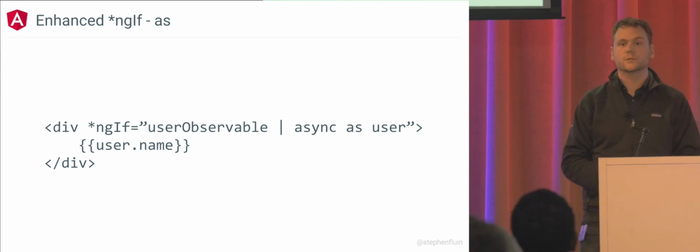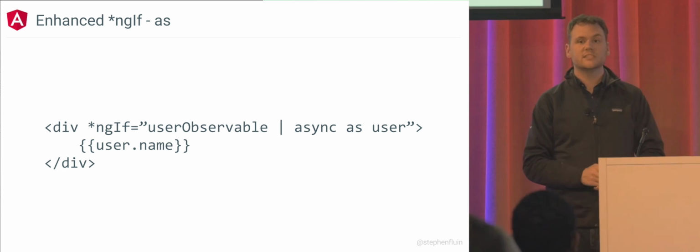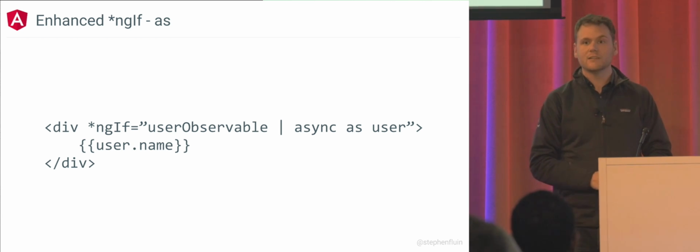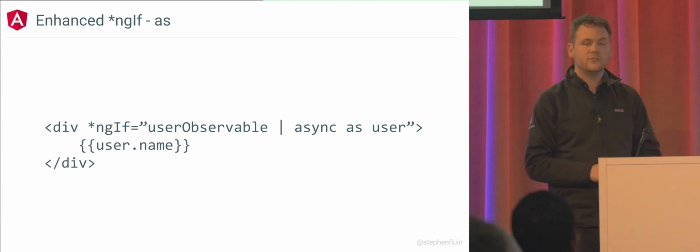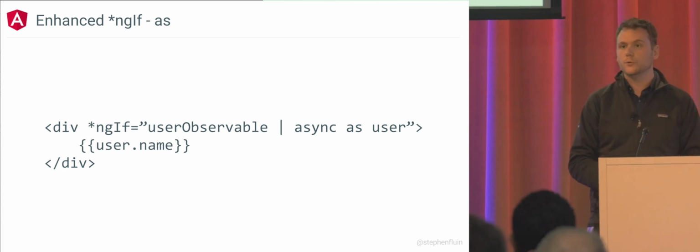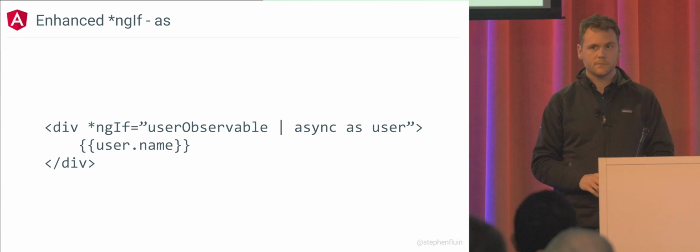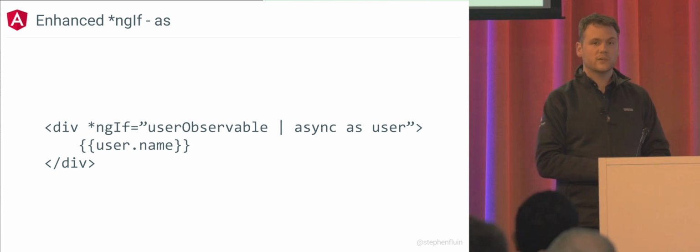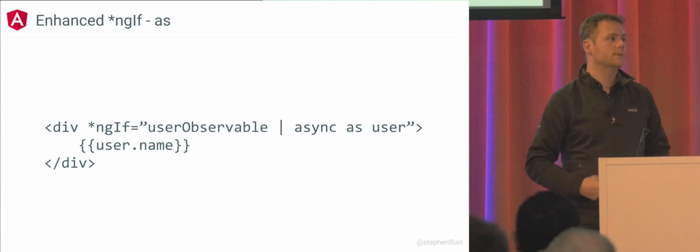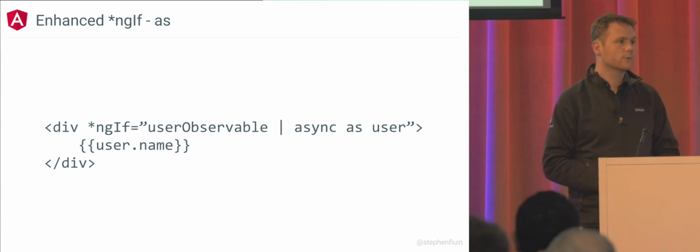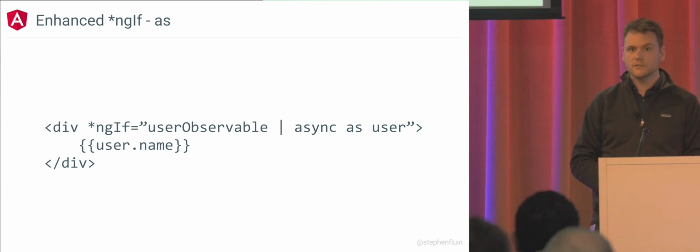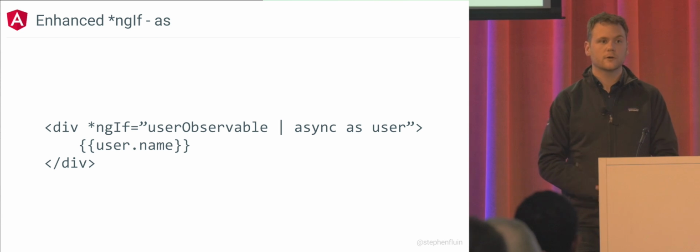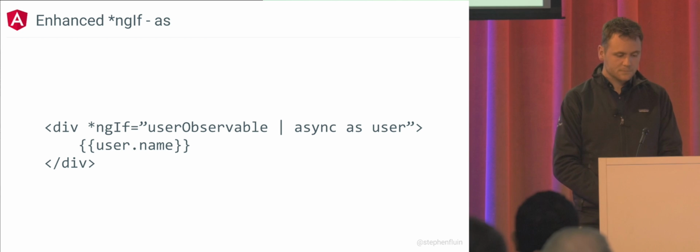But this new syntax that we've added, as user, actually saves the result of that expression and allows you to use it. So what will happen is this div will only be rendered if user observable pipe async is truthy, and if it is truthy, we'll give you access to that observable so you don't have to keep subscribing to it. So anyone that's worked with observables, this is a really big deal, and it's going to make the syntax for working with observables much shorter and much easier to understand what's going on.